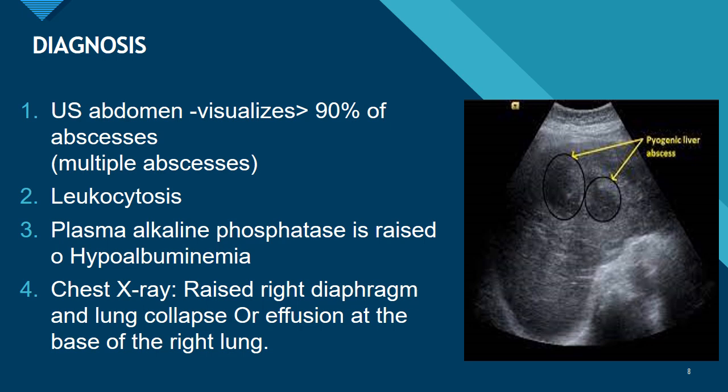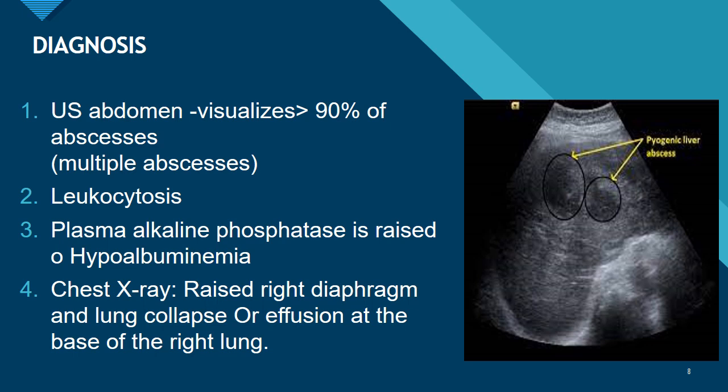It visualizes more than 90% of the abscesses, and as you can see in the picture, there are multiple abscesses. Leukocytosis will occur as in any other infection. Plasma alkaline phosphatase will be raised because of liver involvement, and there will be hypoalbuminemia as well. Chest X-ray will show raised right diaphragm and lung collapse on the right side.